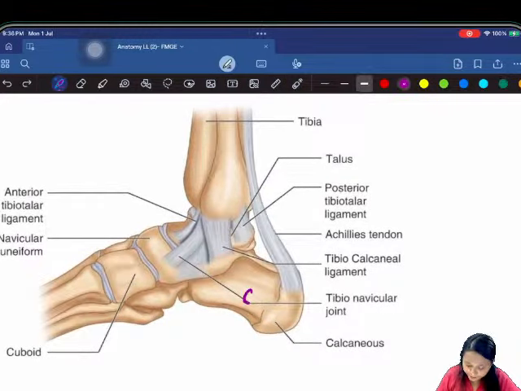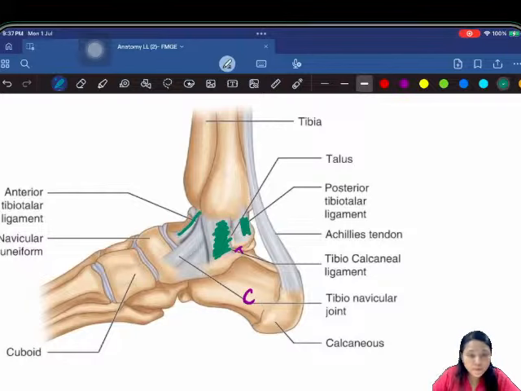ये हो गया calcaneum, तो ये हो गया talus. Now you have so many ligaments. You know that you have a talocalcaneal navicular joint. You have a talocalcaneal ligament. Okay, you have a posterior tibiotalar ligament. You have an anterior tibiotalar ligament.